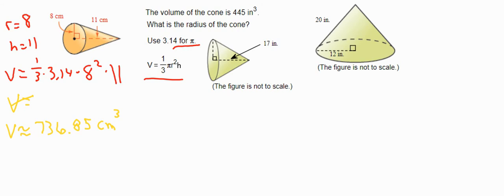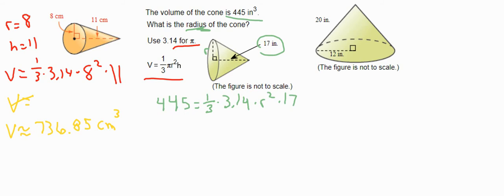The next question, we are given that the volume is 445 cubic inches, and we're trying to look for the radius. And it looks like the height is 17 from the picture, so let's plug in what we know. The volume, or V, is 445. That equals 1/3. We're still using 3.14 for pi. We are looking for the radius, so we don't know what that is. So times radius squared times the height, which is 17.